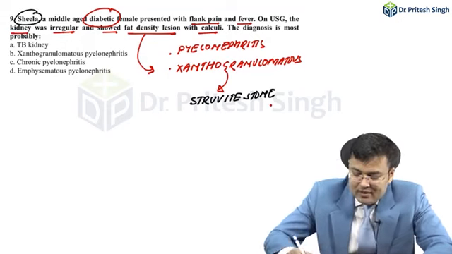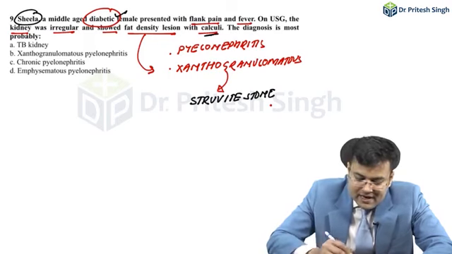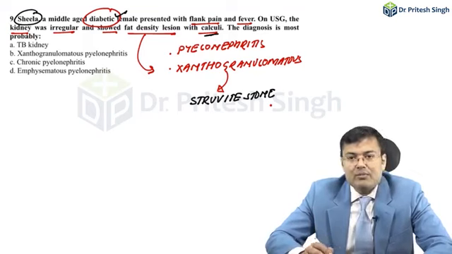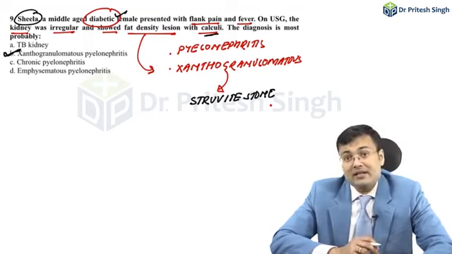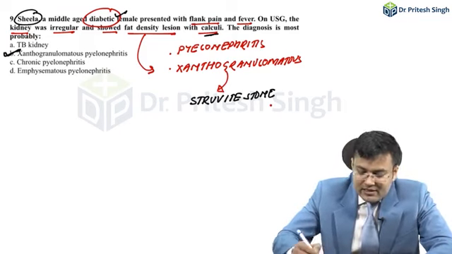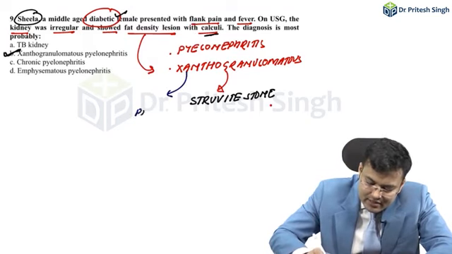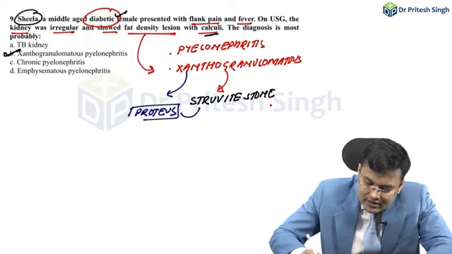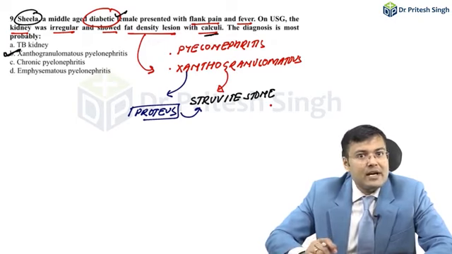Struvite stone. So can you see? Middle-aged female, diabetic, presence of stone, fat density lesion. So most probably what's the diagnosis? It's xanthogranulomatous pyelonephritis. Question is asked, what is the organism responsible for xanthogranulomatous pyelonephritis? And the organism is obviously Proteus, the organism which is responsible for this stone. Lots of questions are asked about cholecystitis and pyelonephritis. We are going to discuss all those questions.